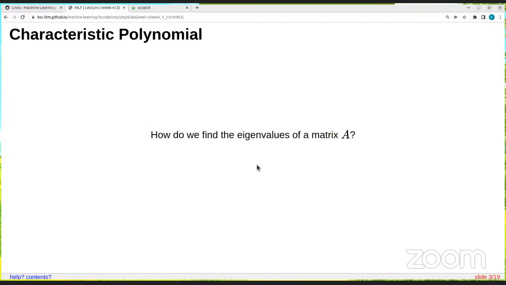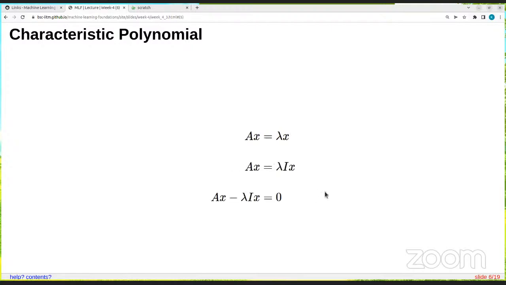So even if you don't remember anything else that I showed you so far, one thing you need to know is this equation: TV equals lambda V, or AV equals lambda V. As long as you know that, it's enough. So how do we find the eigenvalues of a matrix A? As we saw before, you start with AX equals lambda X, and then you do some algebraic manipulations and you end up with the equation (A minus lambda I) times X equals 0.